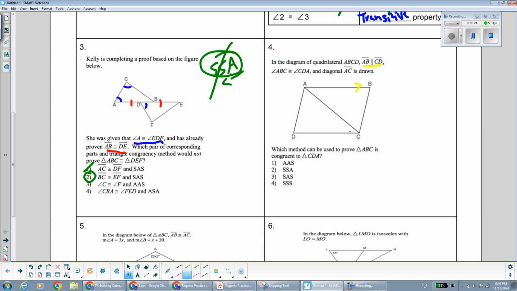We have AB parallel to CD. And we're also told that angle ABC is congruent to angle CDA. What jumps out to me first is that the two smaller triangles here have a shared side due to the reflexive property. And also, since we have parallel lines, we're going to think parallel lines cut by a transversal. And we have congruent alternate interior angles. So we have AAS.